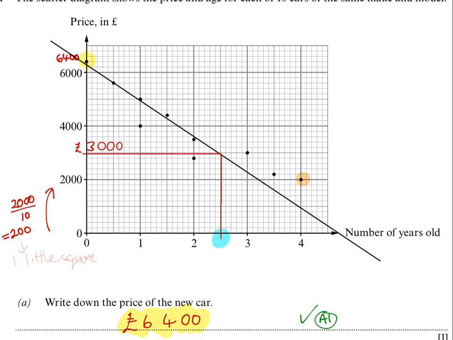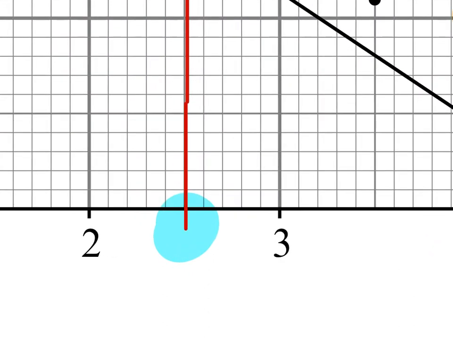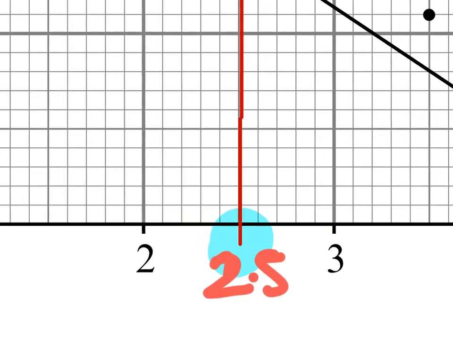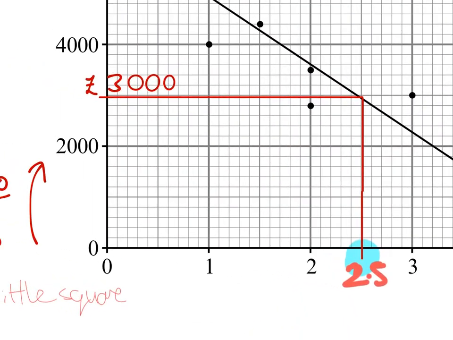And the idea of that line is it will help you in the final part when it says, estimate the cost of a car that is 2.5 years old. So 2.5 must be in between 2 and 3. So I've drawn a line at 2.5, gone up until I hit my line of best fit, and then I've gone off and written that value there. It went straight in the middle between 4,000 and 2,000, so I knew it must be 3,000.